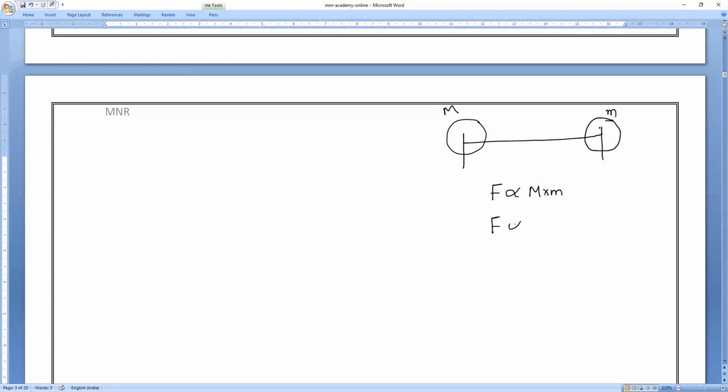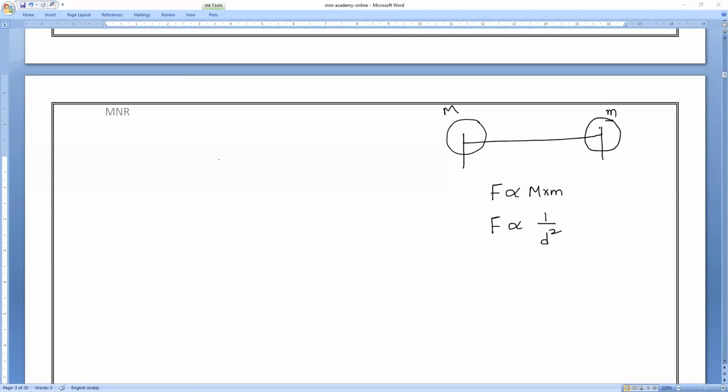and inversely proportional to what? Distance. Inversely proportional to the square of the distance between the two bodies, from their centers. That is what is called Newton's universal law of gravitation, or Newton's law of gravitation.